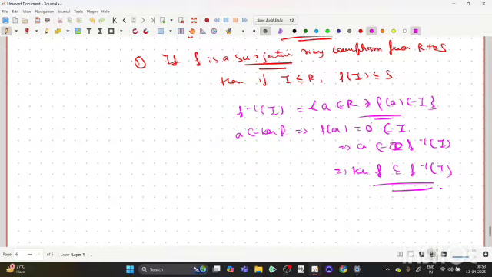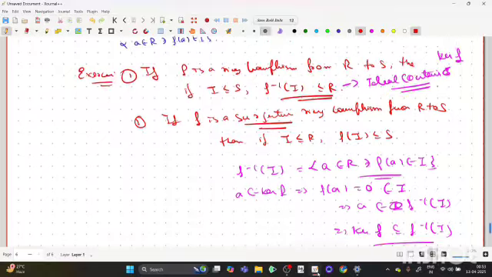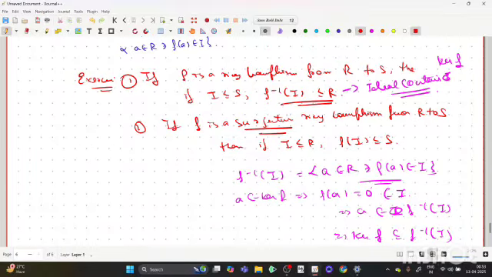Right. So what we have is the above two exercises. These are very easy exercises. Just try them on your own. So what we have is that if I have an ideal in the codomain, then the inverse image is an ideal containing the kernel, and if f is a surjective homomorphism, then the image is also an ideal.